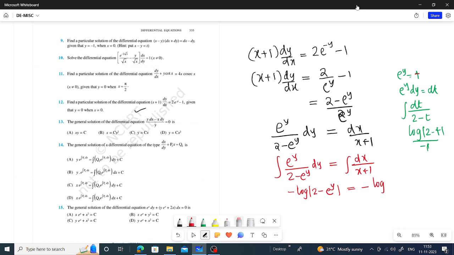Equal to log x plus 1, plus c. Plus c, anywhere you can write. So log x plus 1 plus log 2 minus e raised to y equal to c, like that you write.